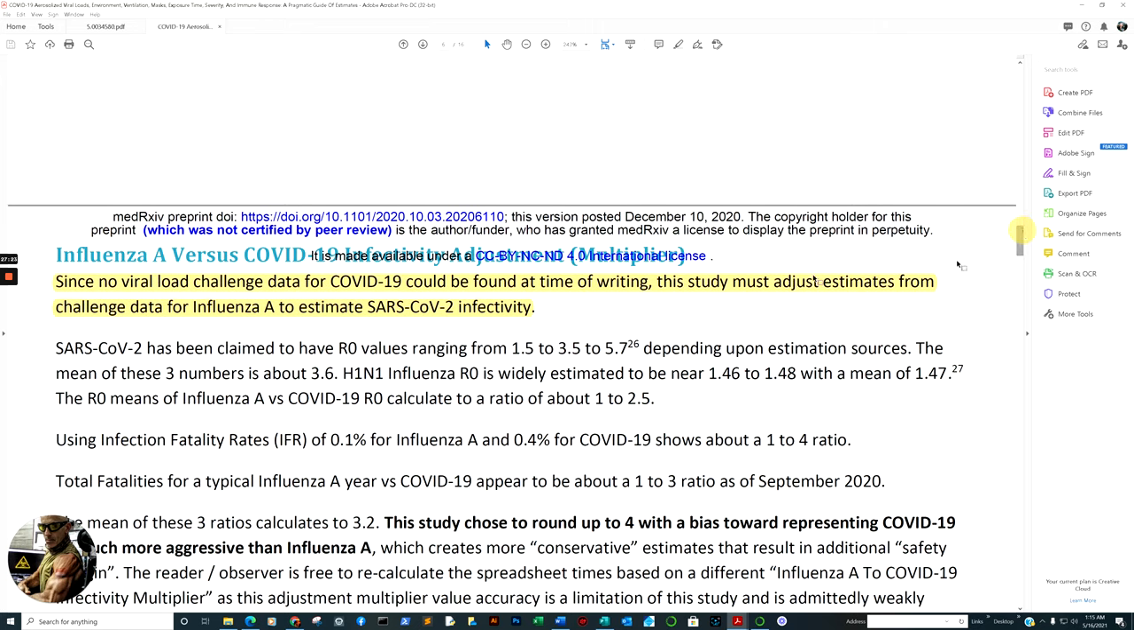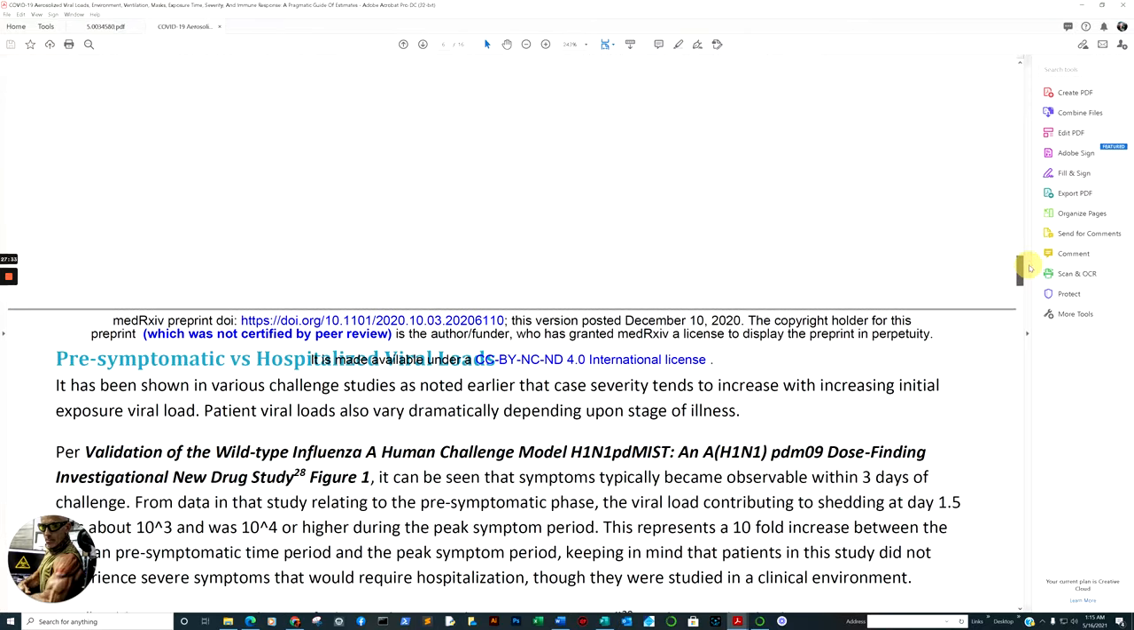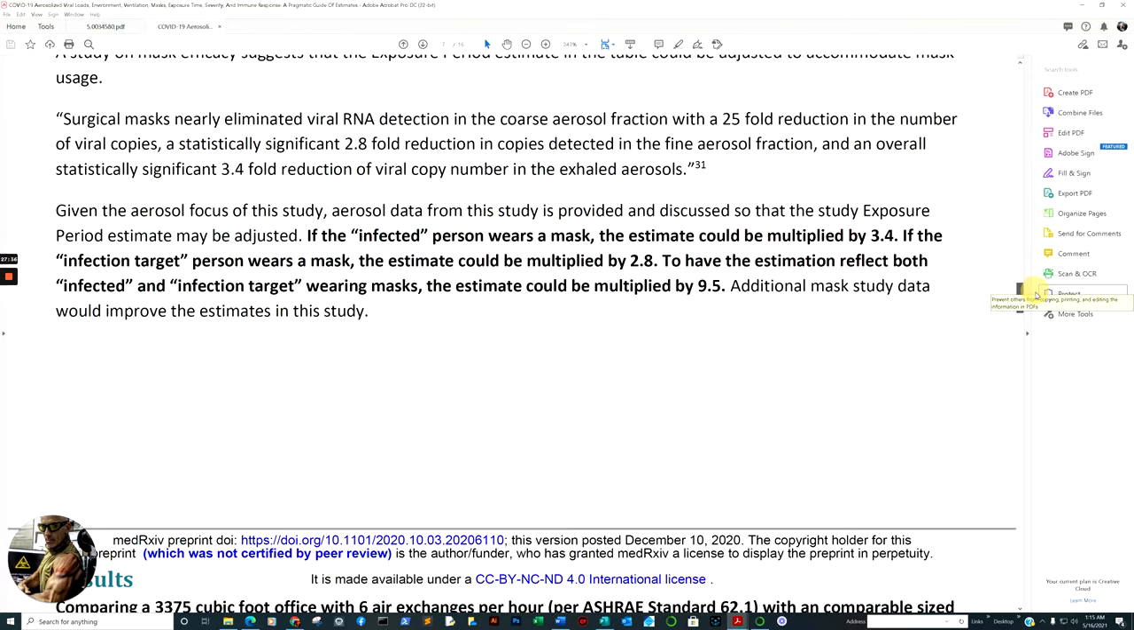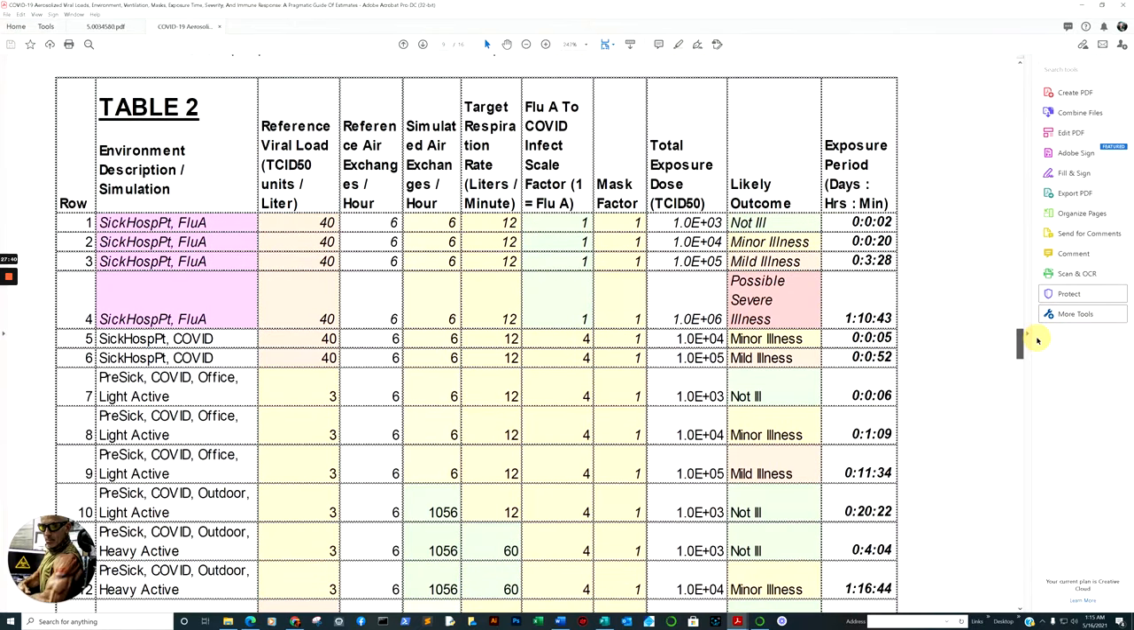Here we go. It says no viral load challenge with data for COVID can be found at the time in the study. Adjustments have to be based upon influenza A because it's about, I think, a single strand RNA or something like that. All right, here we go. Again, for expediency, I'd love to read you the whole thing, but we don't have that much time. And a wonderful table. Again, I don't have the links to this particular study as is.